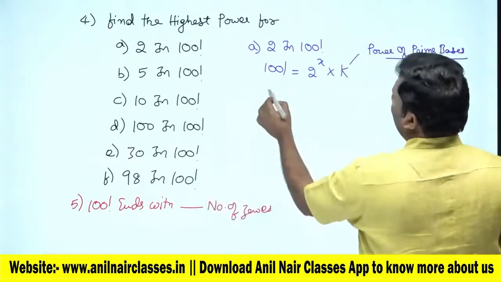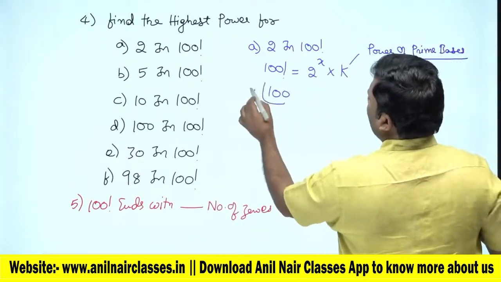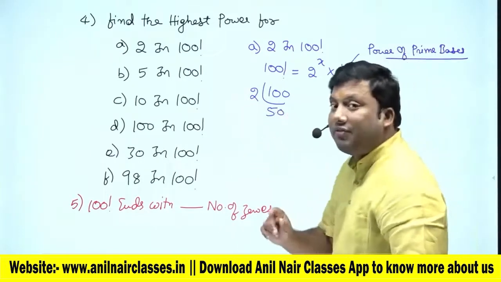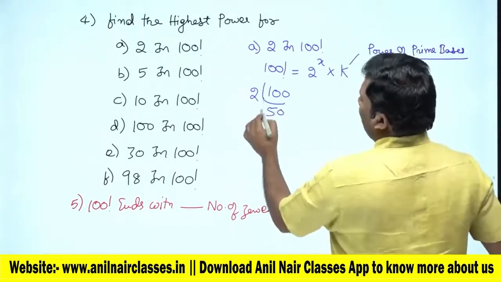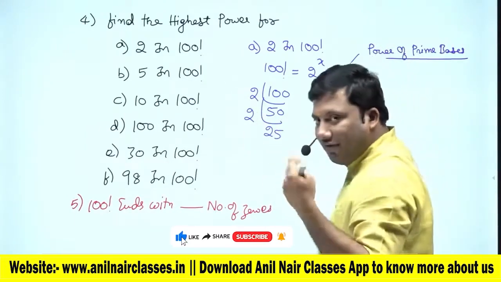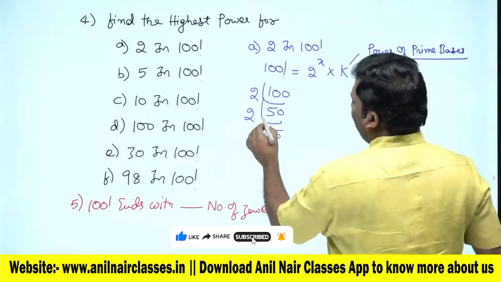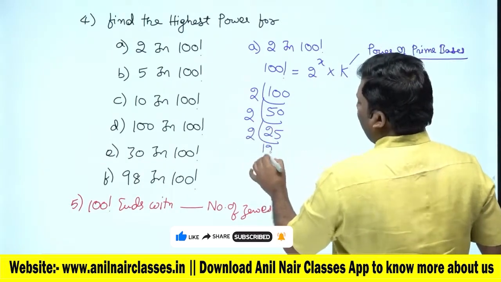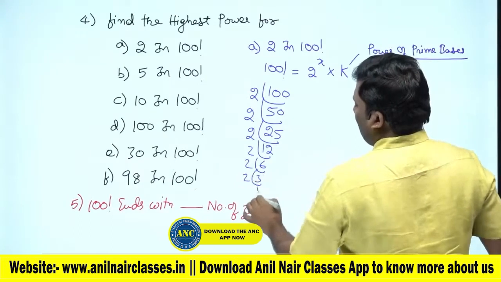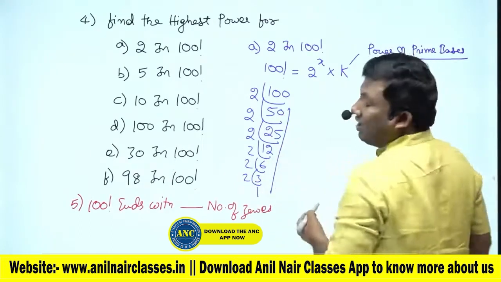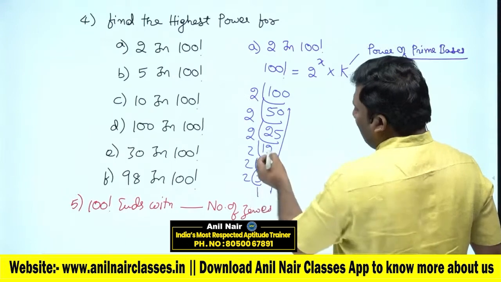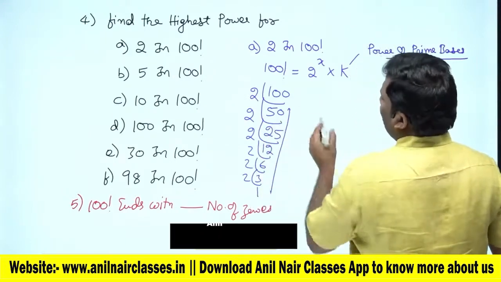So 2 power we want. Answer will be 100. 2 50s are 100. Again, what is 50? There are 50 multiples of 2. There are 25 multiples of 4. Every power of 4 is also a power of 2. 2 12s are 24, 2 6s are 12, 2 3s are 6, 2 1s are 2. So add all this because every power of 4 is also a power of 2. 50 plus 25 plus 12 plus 6 plus 3 plus 1, it is 97.